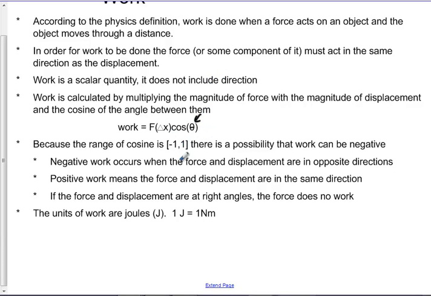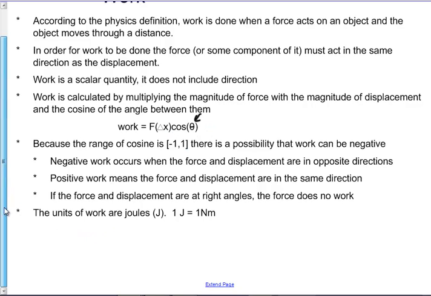And cosine actually is a function that has a range of -1 to 1. Remember, a cosine curve starts at 1 and goes through an entire cycle in 360 degrees. At 180 degrees, it's at -1. Okay? At 90 degrees, it's at 0. At 270 degrees, it's at 0. And at 0 degrees, it's at 1. Which means we have a possibility of negative work.